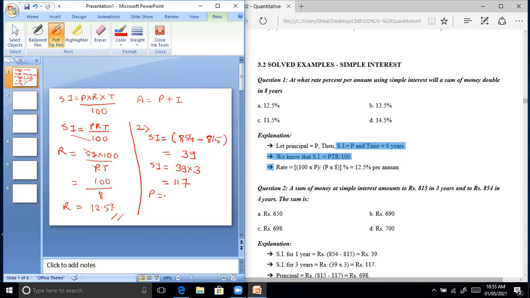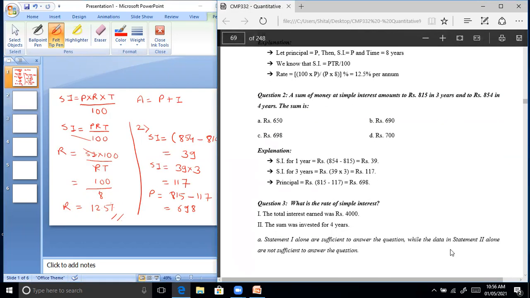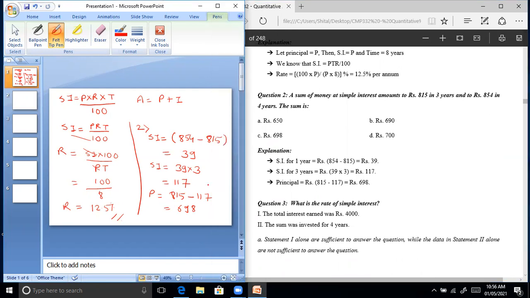So principal amount: the amount is 815 minus interest 117. So you will get 698 as the principal amount. Okay. Because here you can see the formula is A equals P plus I, but here we have to find the P, then it will come as A minus I equals P. So this is amount and this is interest. Okay, so you will get it as P.